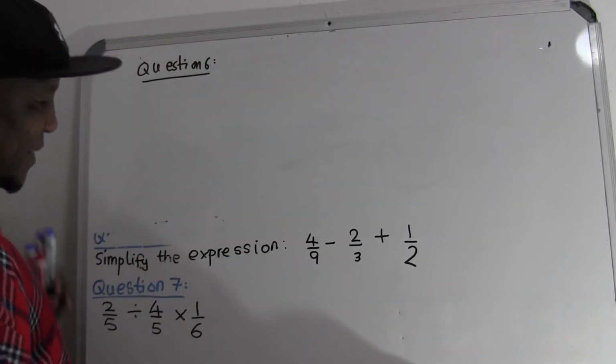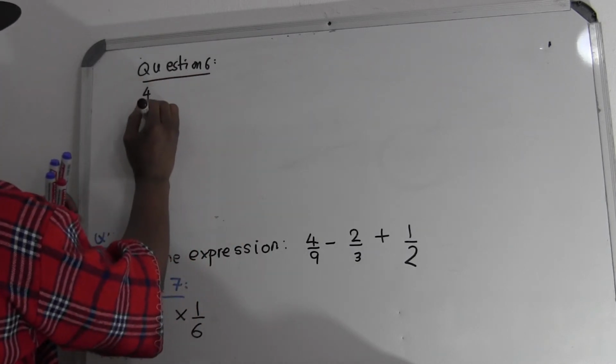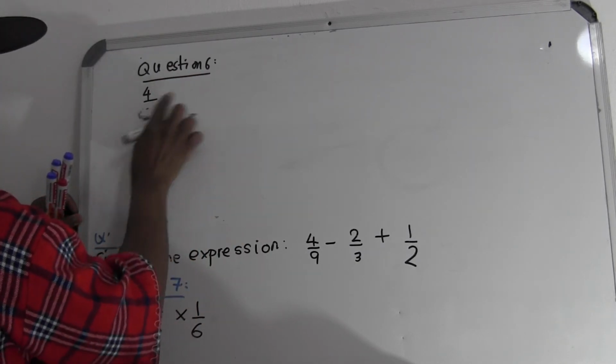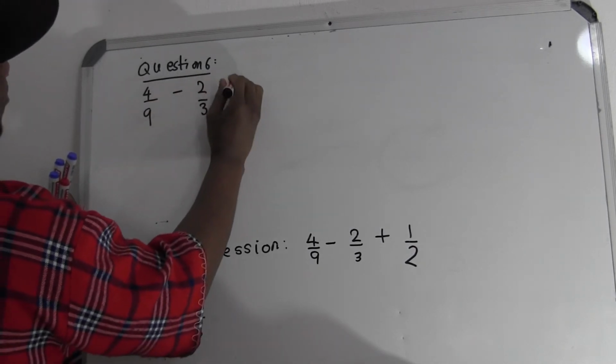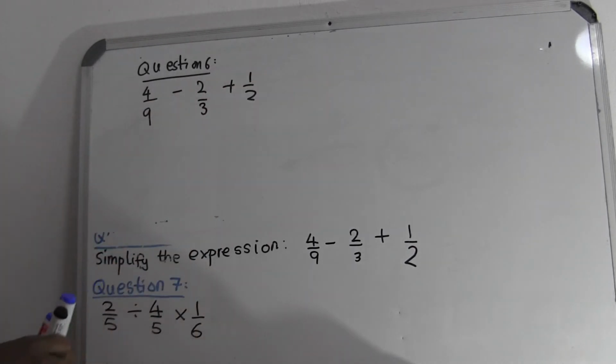The next problem I'm reading is 4 over 9, minus 2 over 3, plus 1 over 2. So how do we do this? Can you make all the denominators the same? Which number is going to give us the same denominator here?